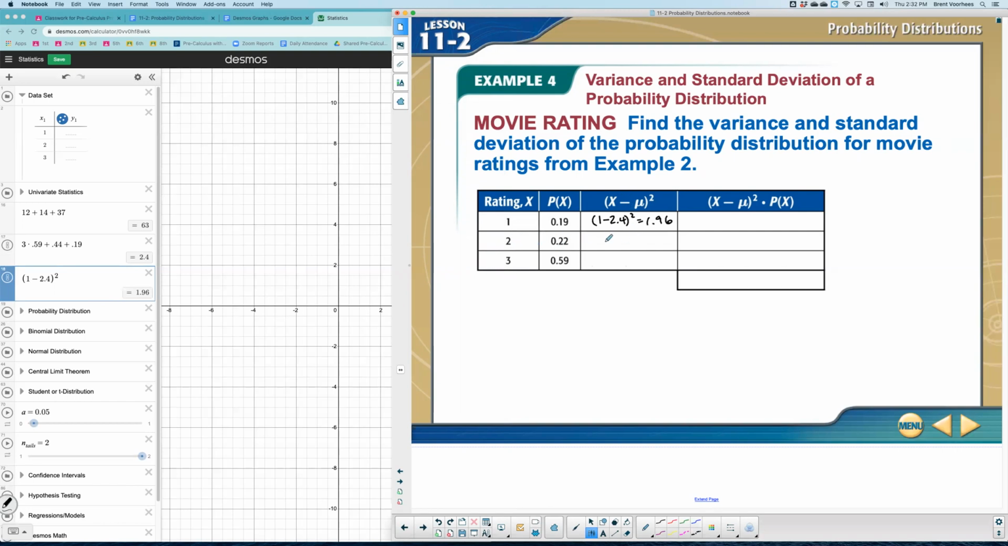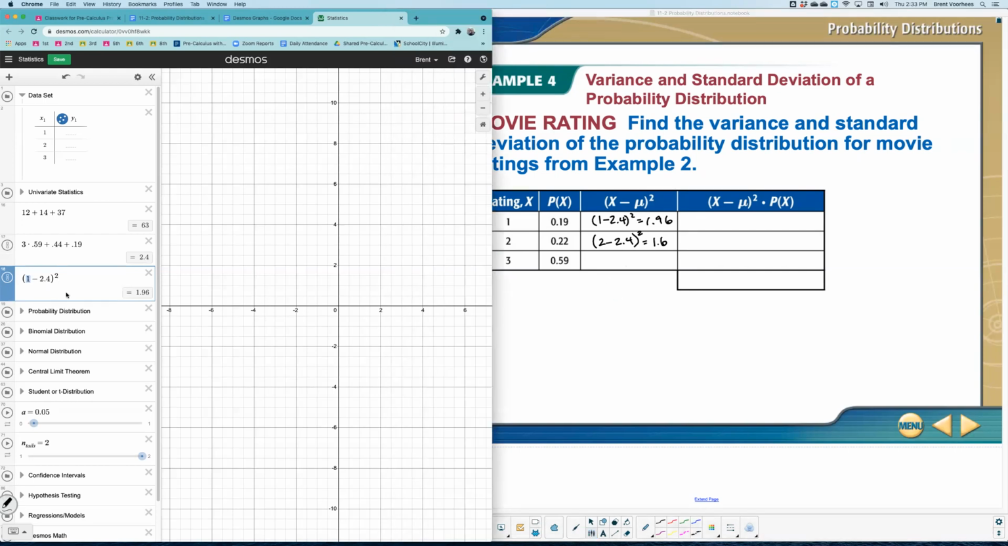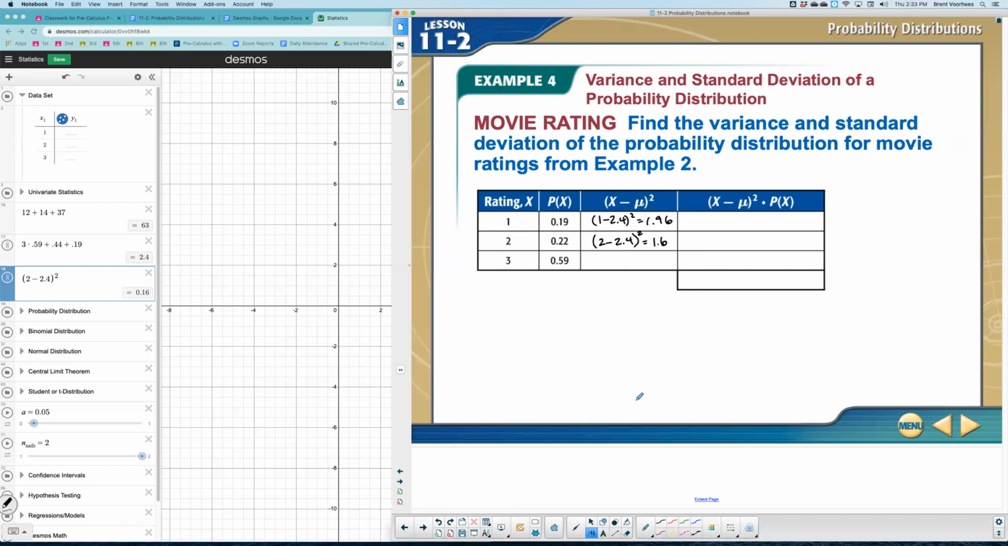Now I'm going to do the same thing here. My random variable is 2. We subtract 2.4, which would be negative 0.4, and we square that. 0.4 times 0.4, actually, let me check that. I think I'm off. It's going to be 0.16. Yeah, there we go. By the way, the closer to 0, the more tightly bound the values are. So since this is closer to that 2.4, the numbers are a lot closer here.